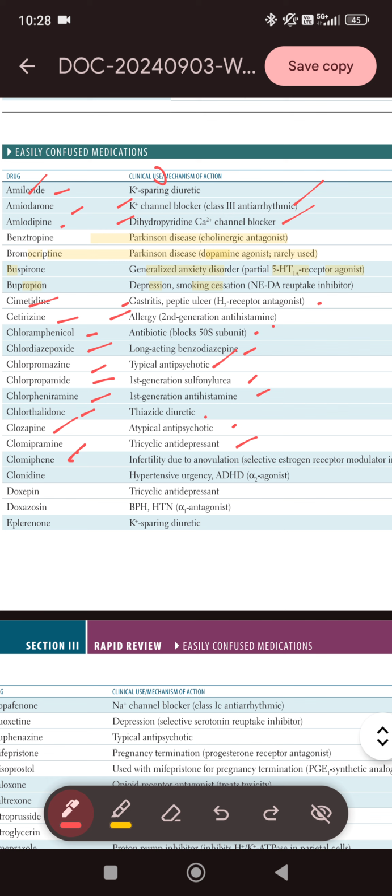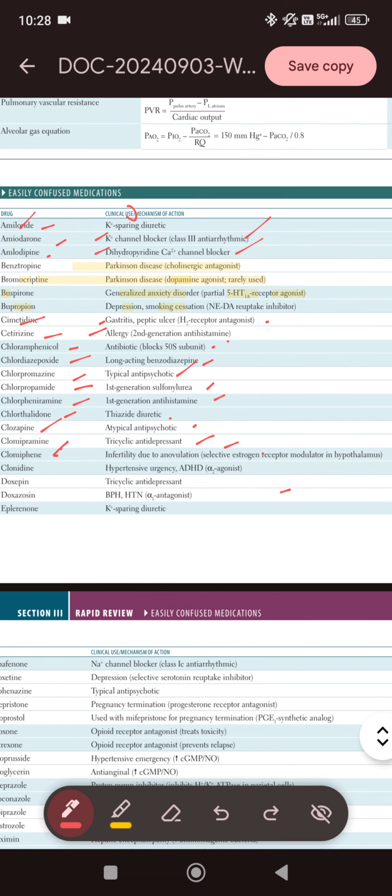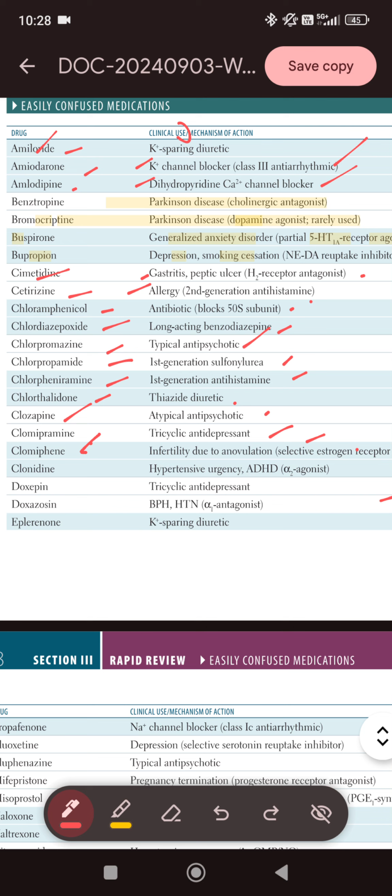infertility due to anovulation. It's a SERM, selective estrogen receptor modulator in the hypothalamus. We have next clonidine. Clonidine, it's used in hypertensive urgency, ADHD, also alpha 2 agonist.